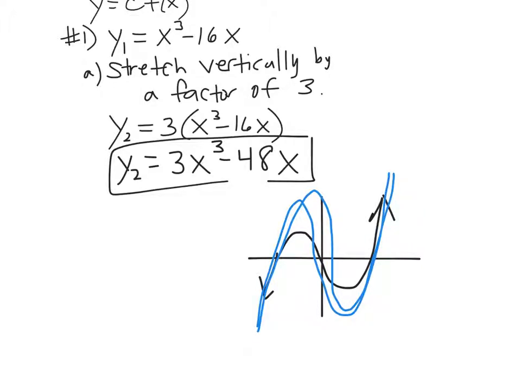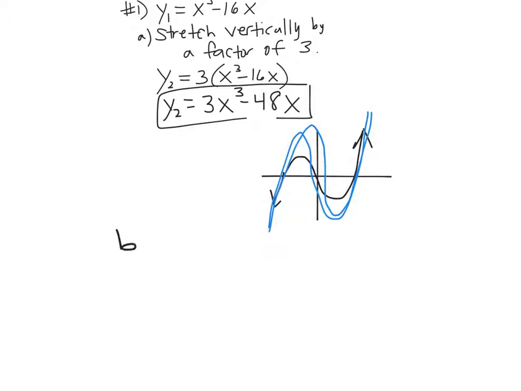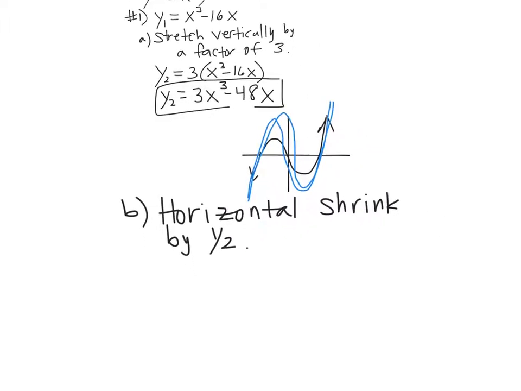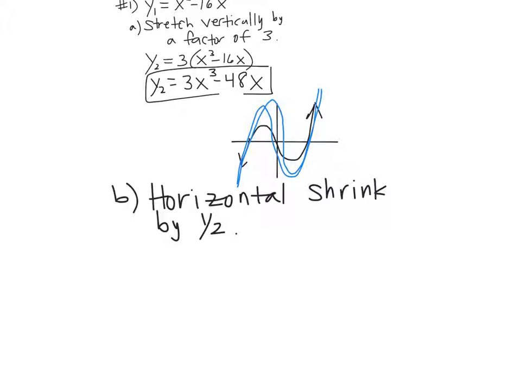Okay, so now let's do part B. Let's go ahead and do a horizontal shrink by 1/2. Same function, though, same y1. We'll do a horizontal shrink by 1/2. Now remember, horizontal are our x values. And so this is going to shrink all of our x values by 1/2. So this is what you want to do. You want to do f of x over 1/2.